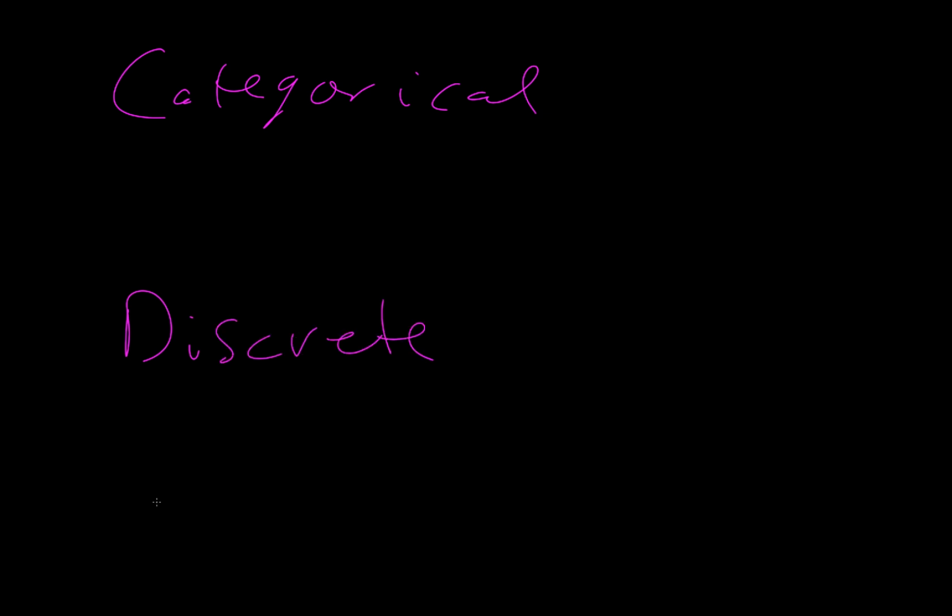Okay. It says classify each variable as categorical, discrete, or continuous. So categorical, discrete, continuous. Okay. So how I'm going to do this, I'm going to read the statement and then just write it where it's at.